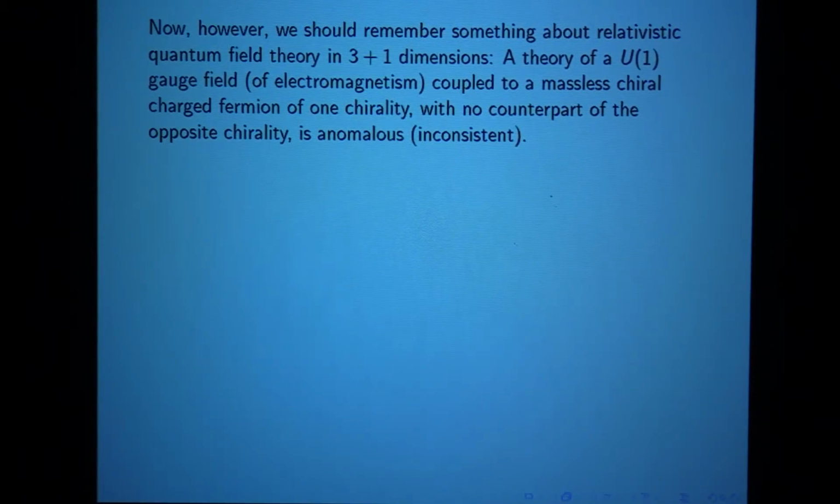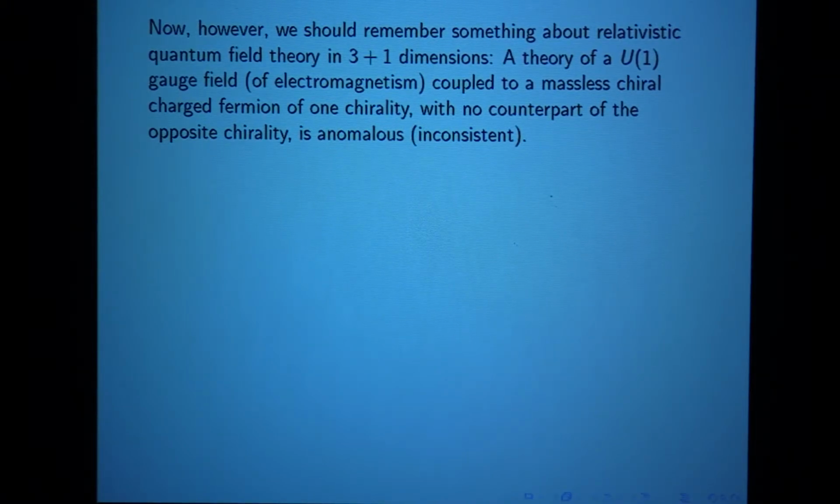That's the analog in 3 plus 1 dimensions of the fact I told you in 1 plus 1 dimensions that the theory of right-moving electrons with no left-moving electrons would be inconsistent. And we saw in terms of band theory why band theory didn't give us an inconsistent theory. It came because of the fact that whenever there was a positive band crossing through the Fermi level, there was a corresponding negative band crossing.